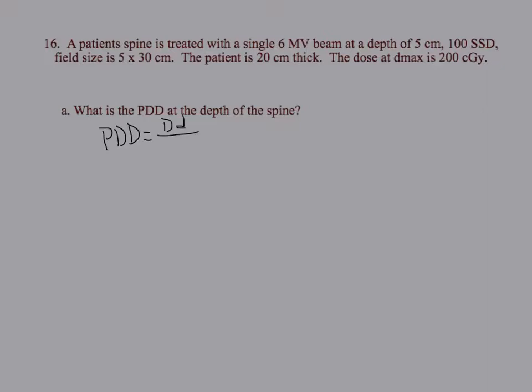So let's first put our formula in here and see what we have. The patient's spine is treated with a single beam at a depth of 5, 100 SSD, field size is 5 by 30. The dose at Dmax is 200. So I know my Dmax is 200, but I don't know anything else. I'm going to find out what my percentage depth dose is, so that's unknown, and my dose at depth.